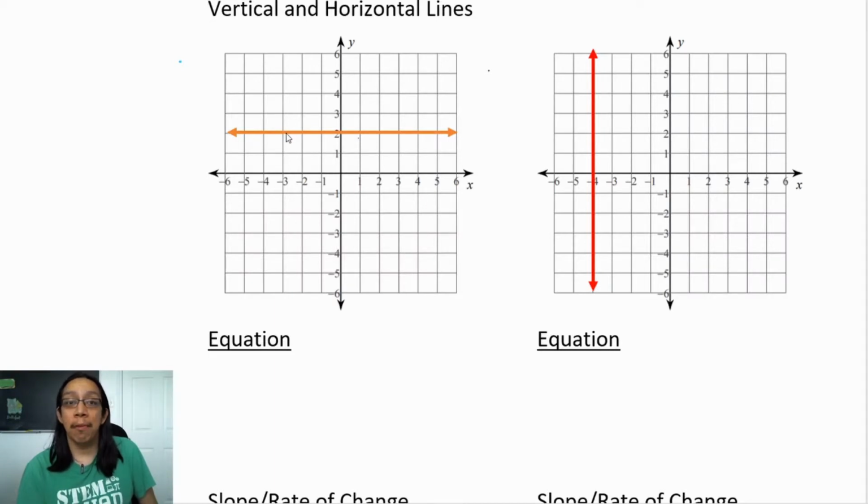In this video, we're going to be talking about vertical and horizontal lines. We're going to learn how to write their equation and also how to identify their slope / rate of change. Let's get started. So let's say that they give us a horizontal line and they ask you, hey, what's the equation and what's the rate of change? Or maybe what's the slope of this line?